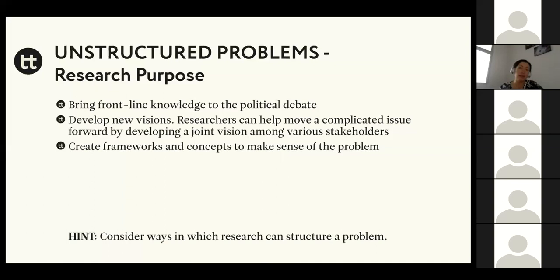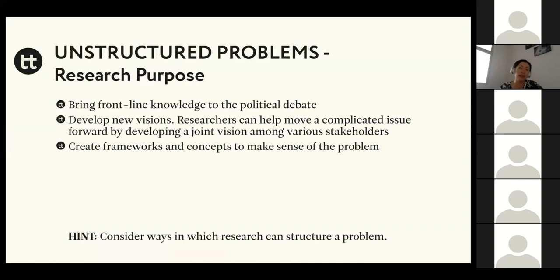One useful thing that research can do is to bring the frontline knowledge to the political debate. So many times the political debate is at one level and they may not see what is happening at the front line. So this can mean what is happening with the delivery of a service, what is happening with the specific implementation of the policy, and these more concrete day-to-day realities that may have gotten totally misplaced in the political debate.